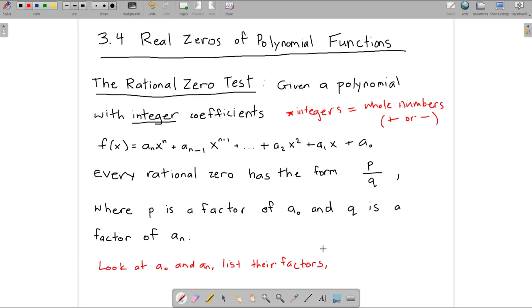And then your zero has to be of the form p over q, where we said that p is one of these factors of a_0 that we can list out, and q is one of the factors of this a_n that we can list out. And then once you've listed those, you just try each one, essentially. Try the combinations. And I'll show you what I mean by that with an example.